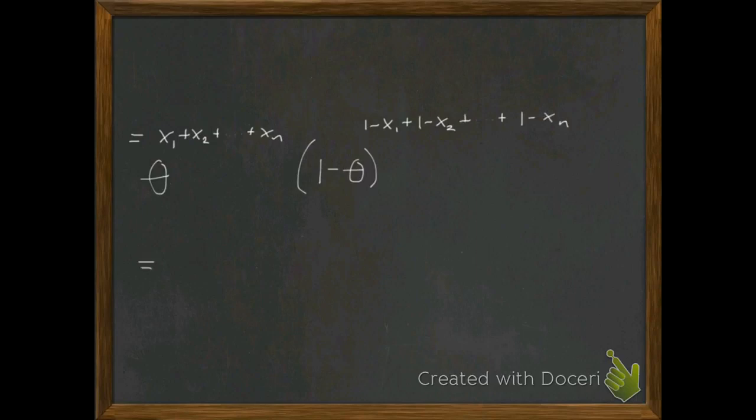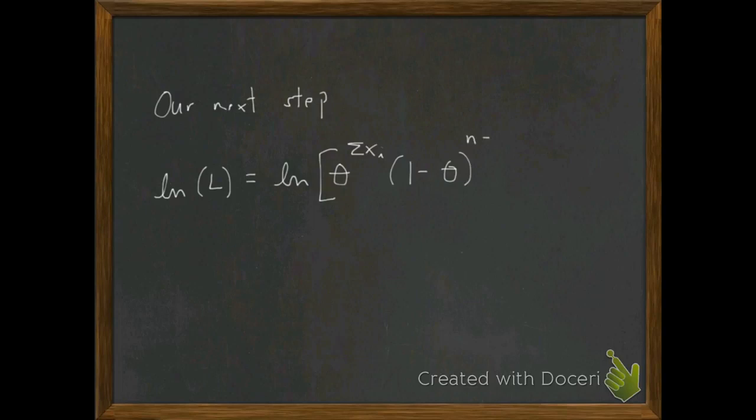Now, guys, I want to simplify this. Looking at the first terms, this is just going to be theta to the x1 plus x2 plus xn, times 1 minus theta to the 1 minus x1 plus 1 minus x2, dot dot dot, 1 minus xn. So we can set up the likelihood function by taking the sum of the x's, and 1 plus 1 plus 1, n times, minus the sum of the xi's. So the first thing we want to do is set up the likelihood function, which we just did.